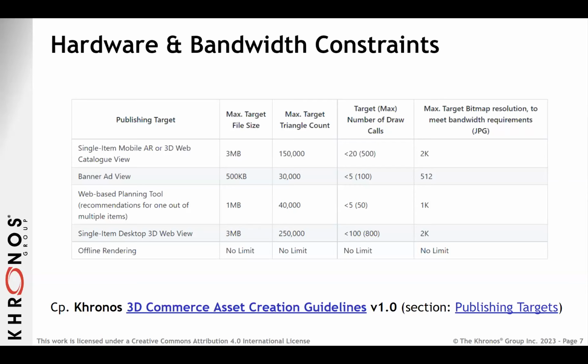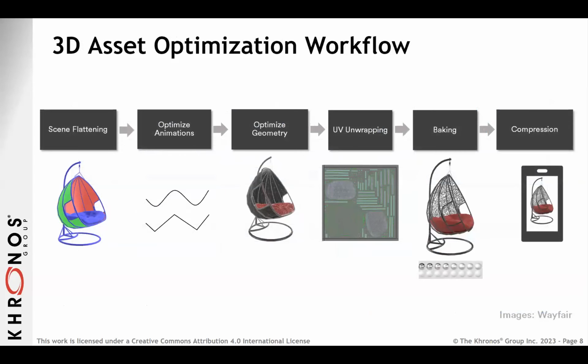Now I will take you through the high-level steps that you would usually follow when creating an optimized version of your asset, and then I will talk a bit more in detail about geometry optimization specifically, and a bit about animation as well. So on a high level, in terms of the workflow, the first thing that we would do would be scene flattening.